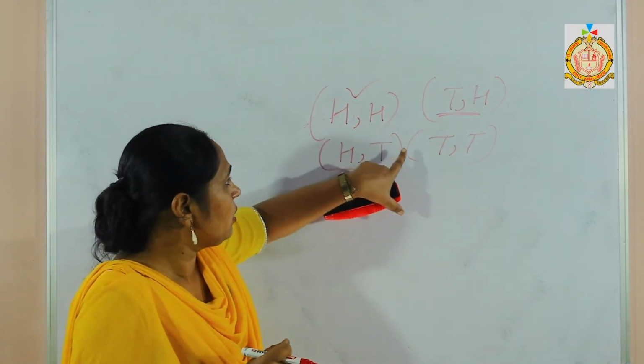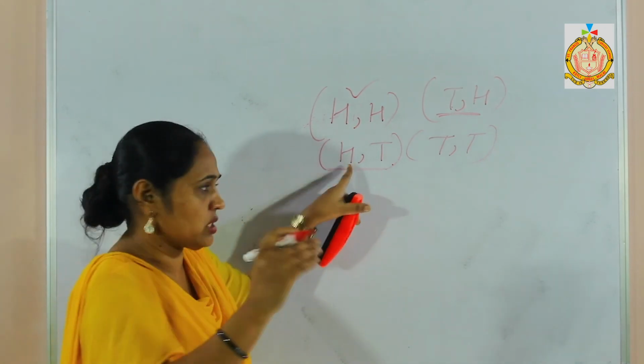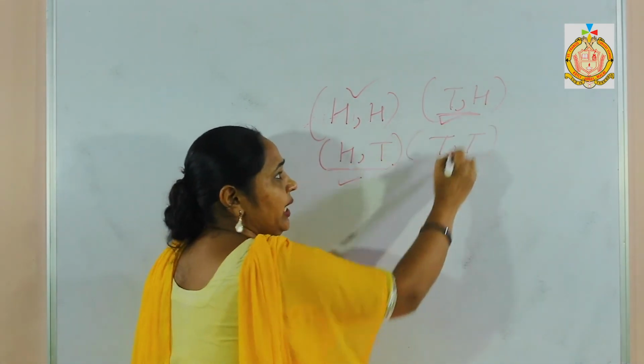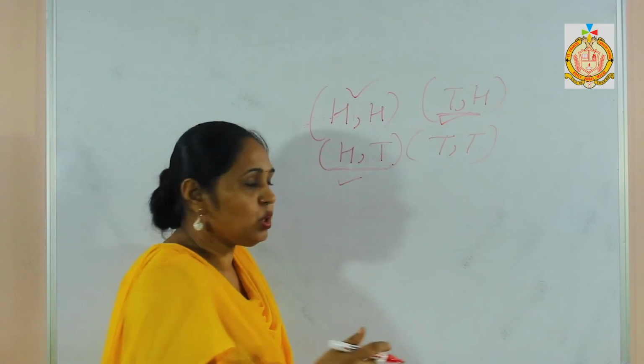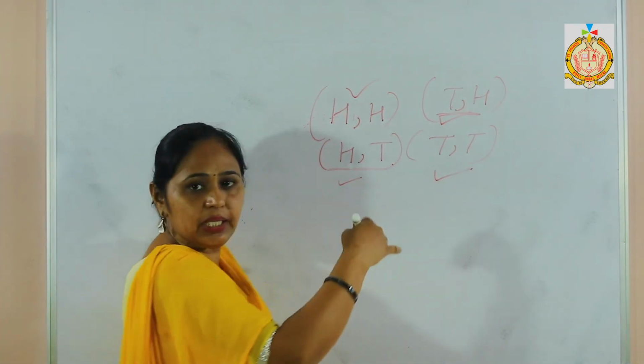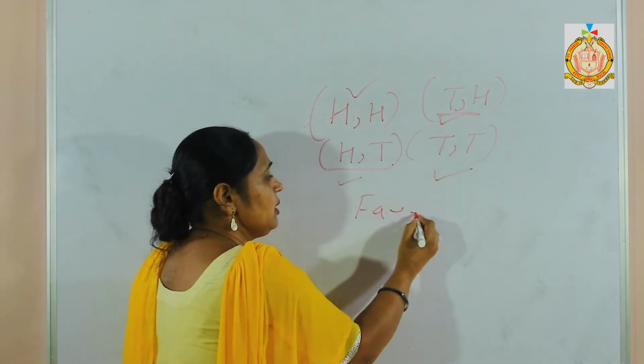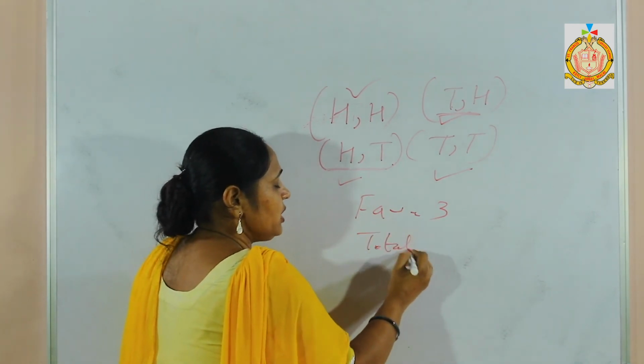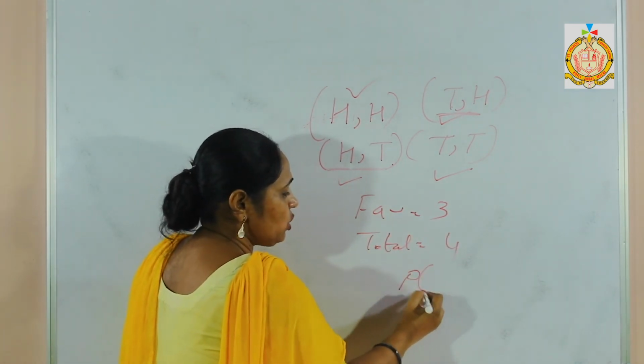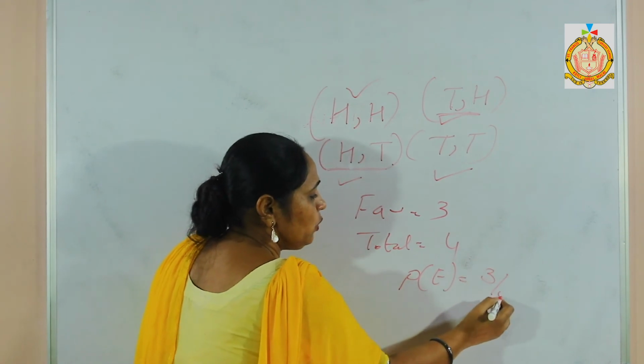Now I say at least 1 head. Suppose I see 1 head here, 1 head here. There will be no "also" here. I can take this condition also. Again the favorable outcome is 3 and the total is 4. Then the probability of this event becomes 3 upon 4.